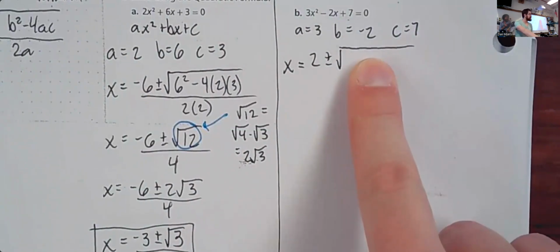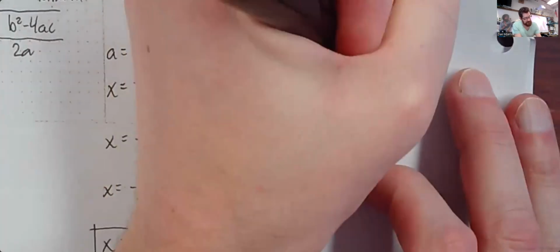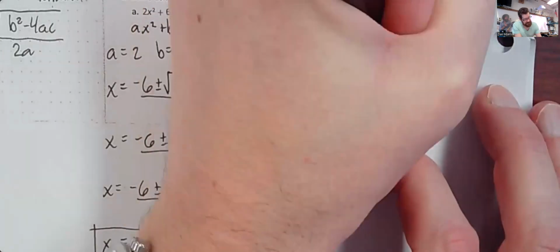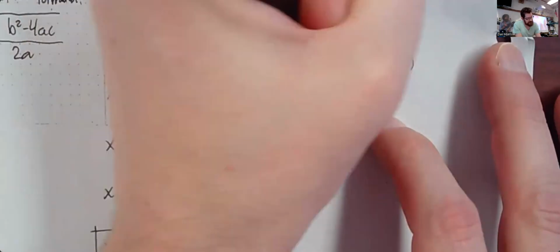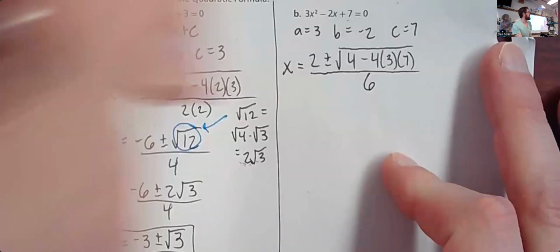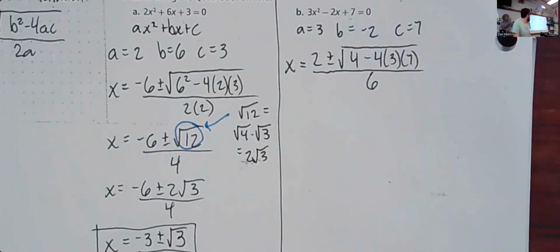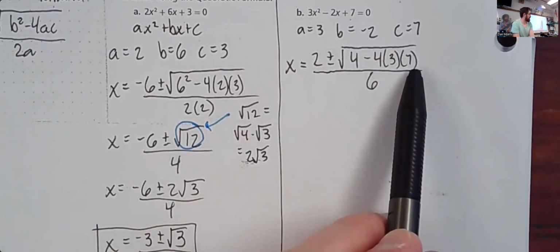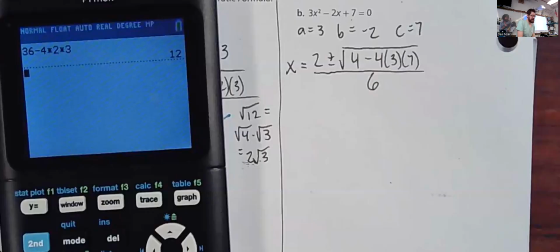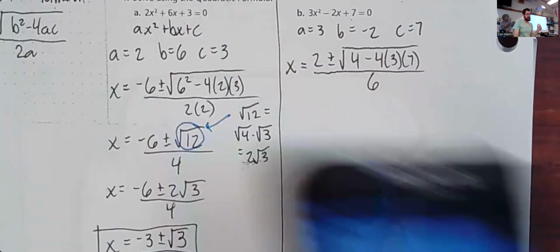Negative 2 squared, negative 2 times negative 2, is positive 4. So it'll be 4 minus 4 times 3 times 7, because that would be minus 4 times A times C. All divided by 2 times A, which would be 2 times 3, which is 6. It just kind of speeds it up if you do a little bit of mental math to help yourself out there. Now, what is 4 minus 4 times 3 times 7? Let's type that in and figure out what's underneath the square root. I get negative 80. So underneath our square root, we got negative 80.